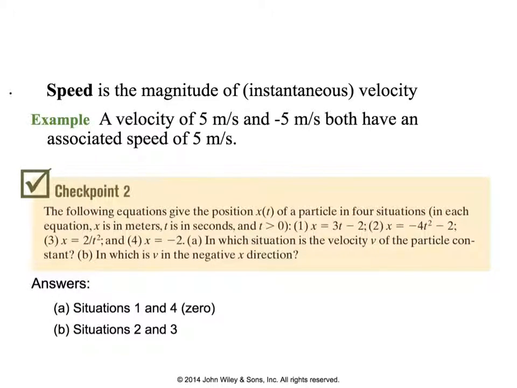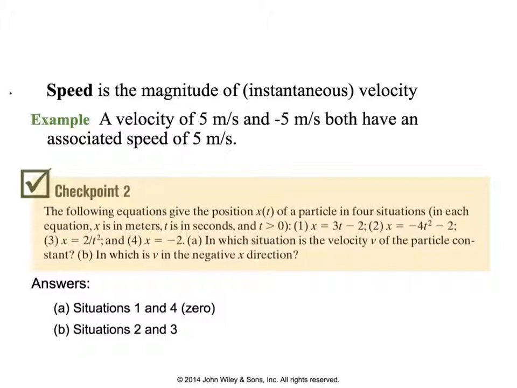When we're talking about instantaneous velocity, the speed is the magnitude of the velocity. So a velocity of 5 meters per second and negative 5 meters per second both have an associated speed of 5 meters per second. The 5 meters per second velocity just means we're moving in the positive direction. The negative 5 means we're moving in the negative direction. But in both cases, we have a speed, or a magnitude, of 5 meters per second.